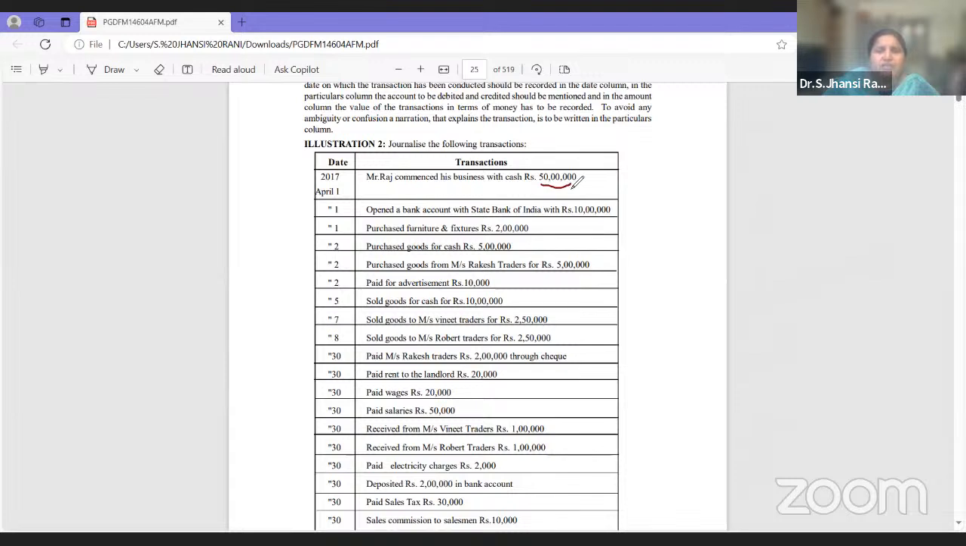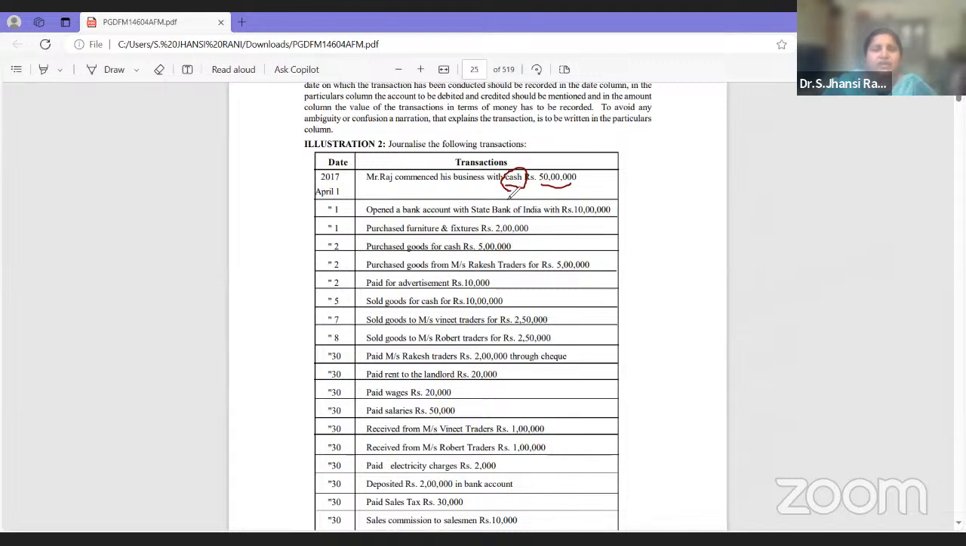So when you look at this, what is it telling? Raj is commencing business. Commence means starting the business. When he's starting business, he's investing an amount into the business. He's bringing it in. So whenever we are investing, what is it telling? Commenced business with cash.